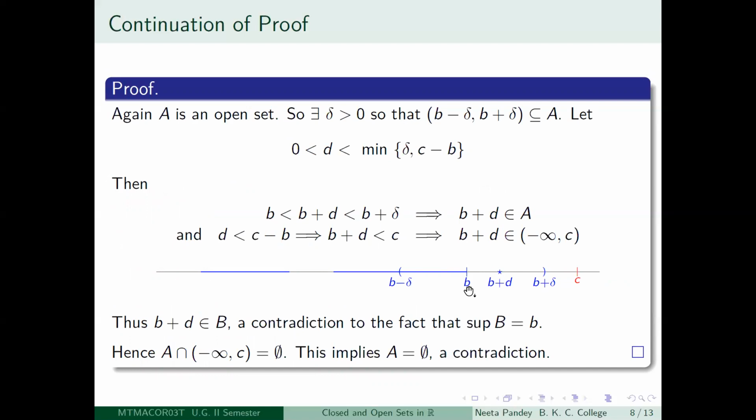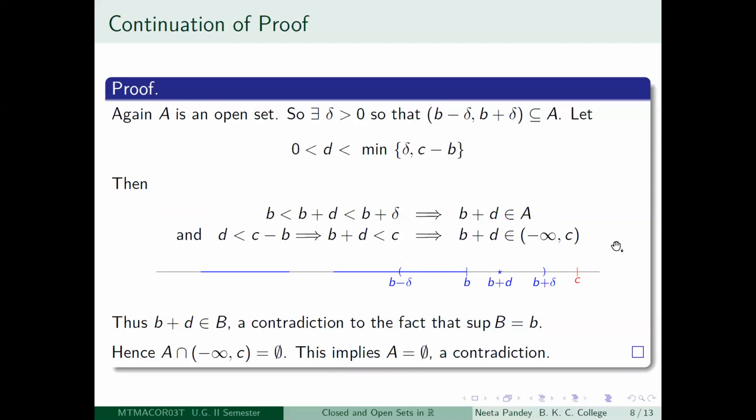So b is in capital B now, right? But capital A is what? It is an open set. So I will be able to get a delta neighborhood of b which will be a subset of A. From the picture you see that this is going to lead to a contradiction. However small your delta, there will be some portion which is greater than b and which is less than C. So this portion should belong to capital B, and that is going to lead to a contradiction.